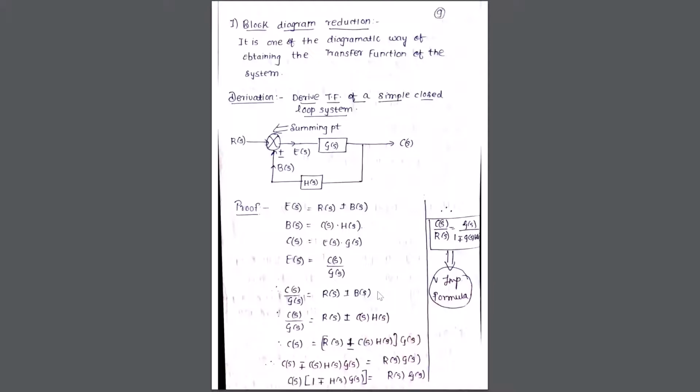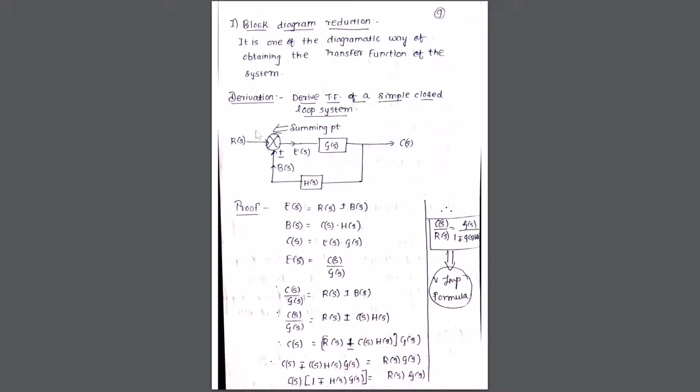And as I told you, my transfer function is the Laplace transform of my output upon input, that is C(s) upon R(s). It is equal to G(s) upon 1 plus or minus G(s) into H(s). This is the basis of the transfer function. Please imprint it into your mind because we are going to use these formulas multiple times.